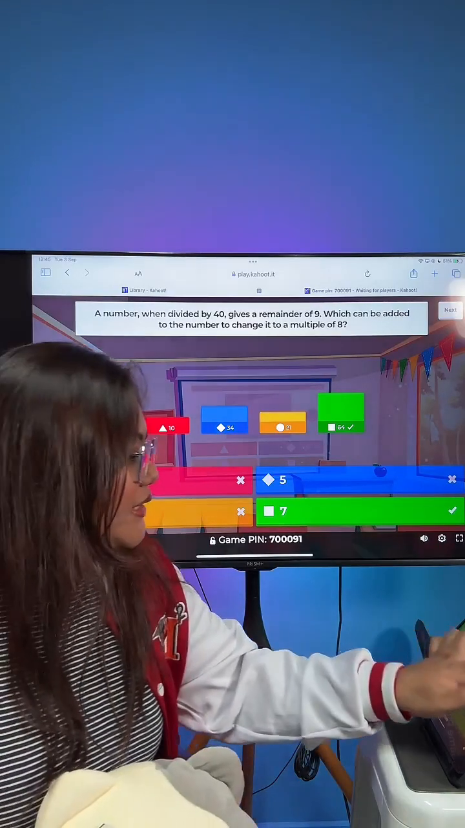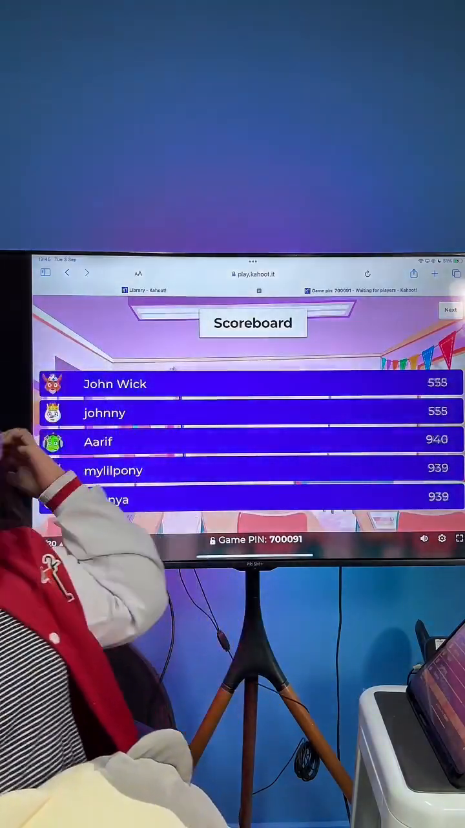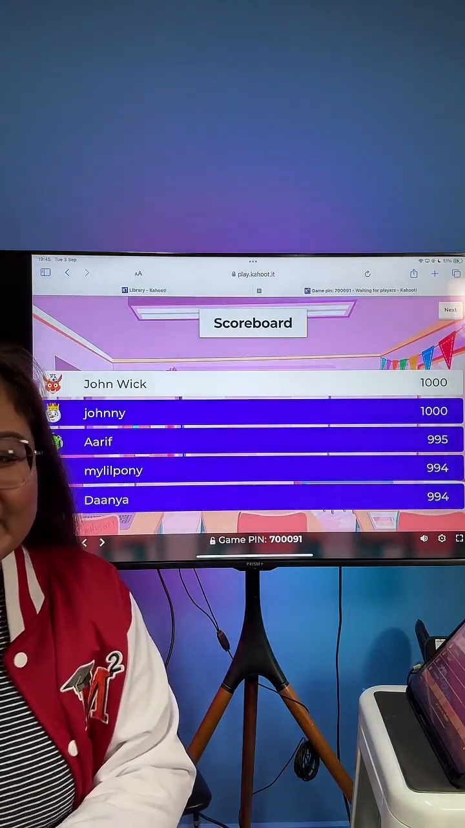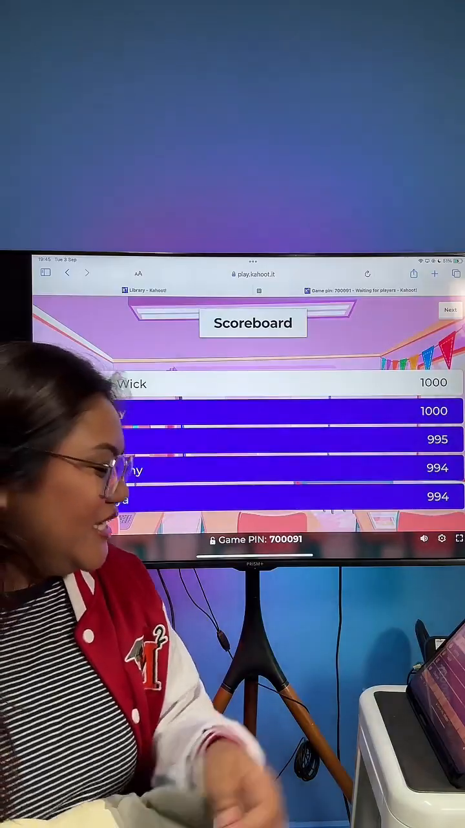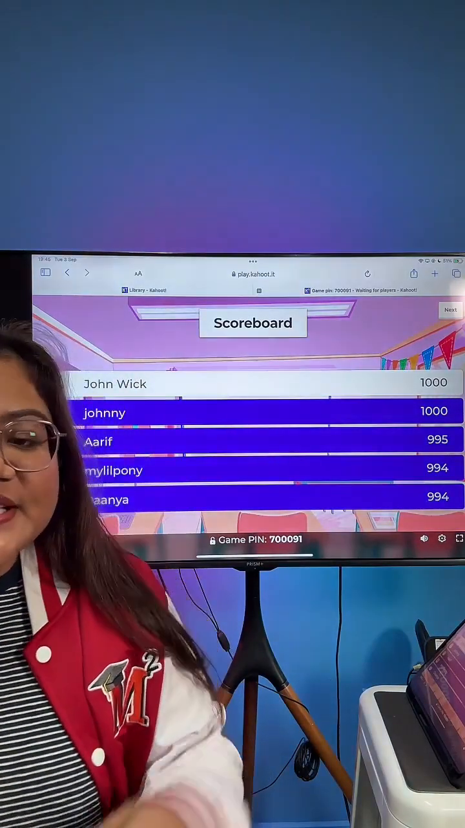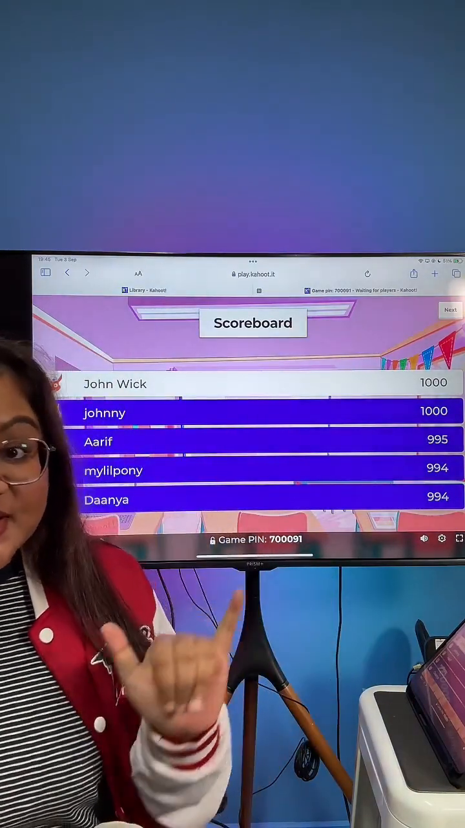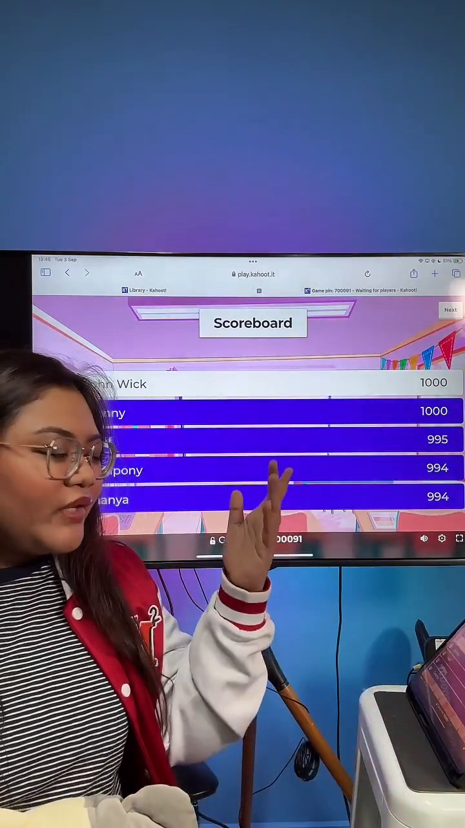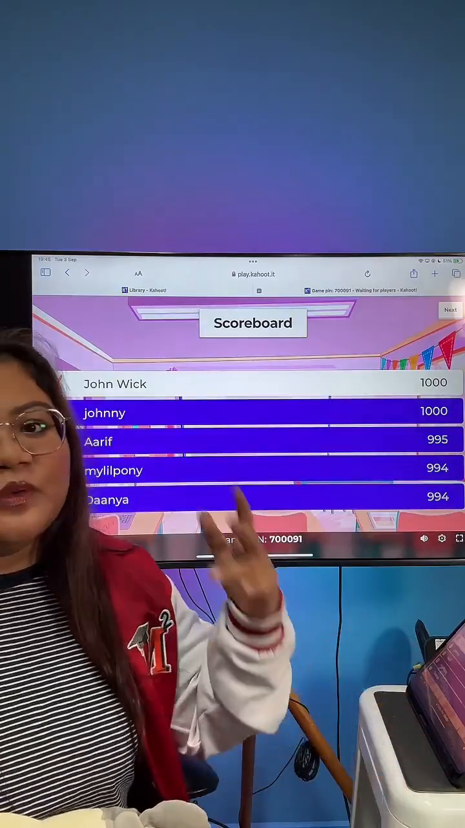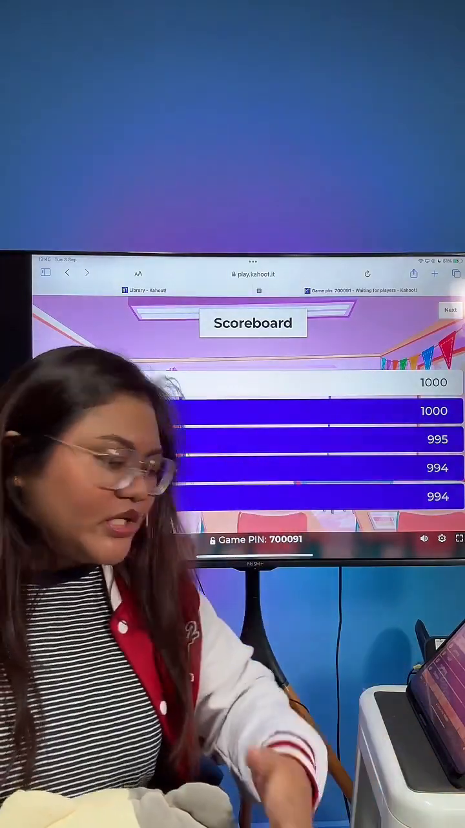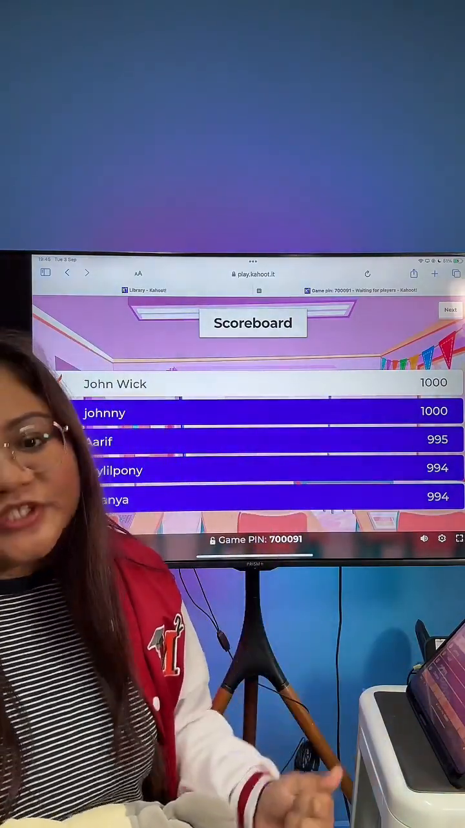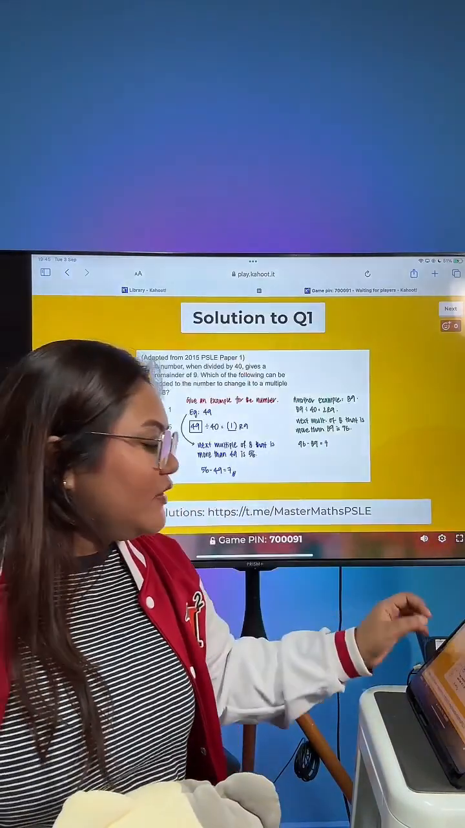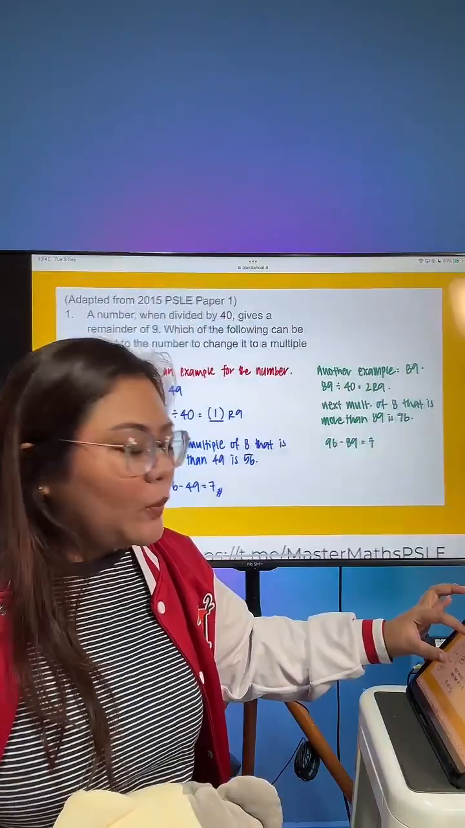Alright, so let's take a look at why this is number 7. For now, John Wick and Johnny, is this the same person? John Wick and Johnny is at number 1. This is for P6s, but if you're not a P6 and you want to try, whether you are in secondary school, poly, university, or you've already graduated and you are an adult, go ahead and try. Alright, so let's take a look at the solution for question number 1 here.